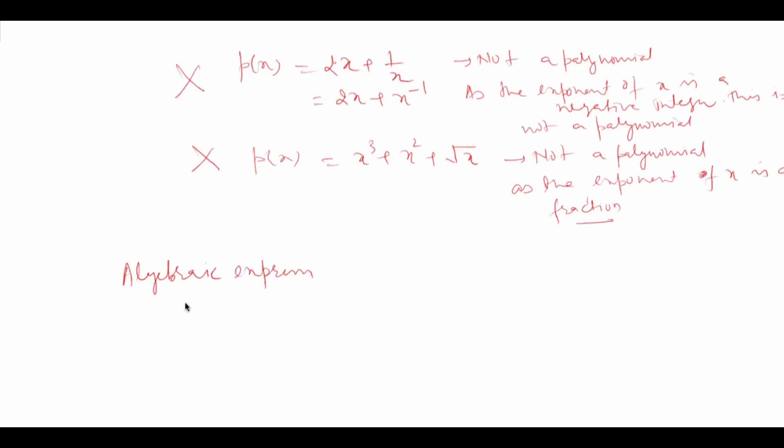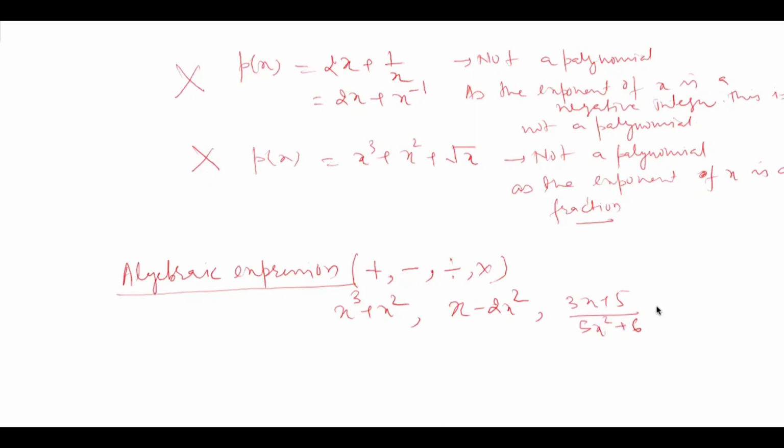So, an algebraic expression is when you are either adding, subtracting, dividing, or multiplying your algebraic terms like this, then you will call it an algebraic expression. So x cube plus x square will be an algebraic expression. You will have x minus 2x square, that is also an algebraic expression. 3x plus 5 divided by 5x square plus 6, this is also an algebraic expression, or 3x plus 5 into 2x plus 6. This is also an algebraic expression.